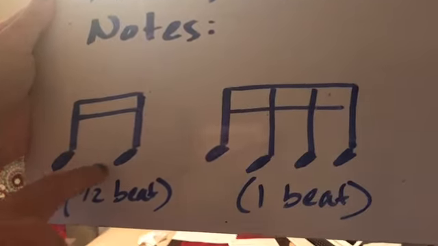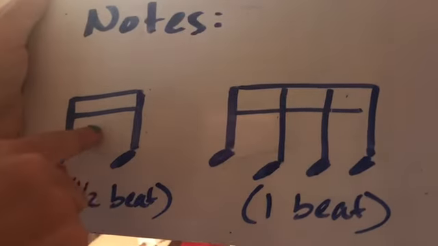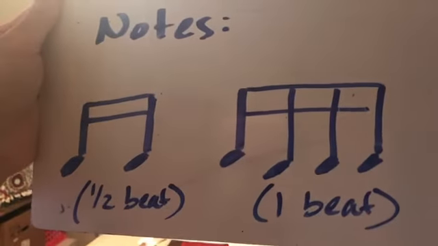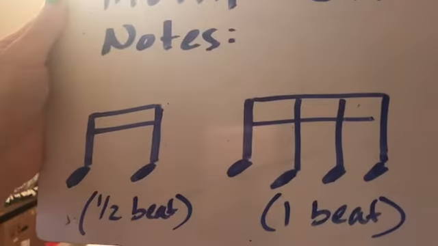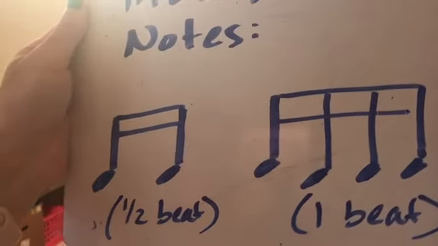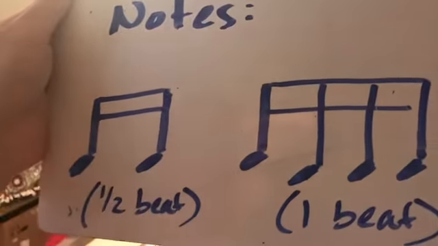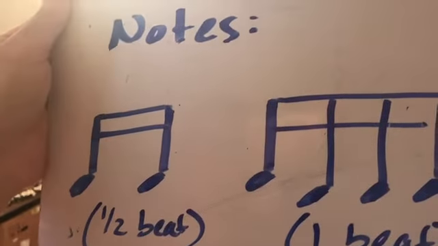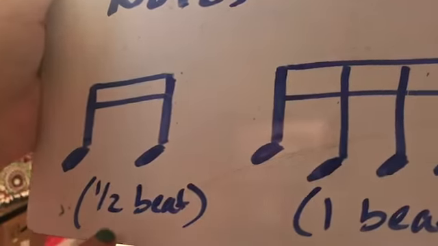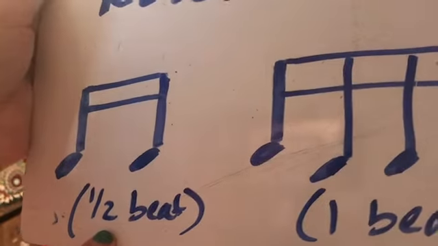So here I have 2 16th notes grouped together. So all I'm doing, the change that I'm making in drawing or writing a 16th note is now I'm adding 2 beams across rather than just 1. The 2 16th notes together make up half of a beat.